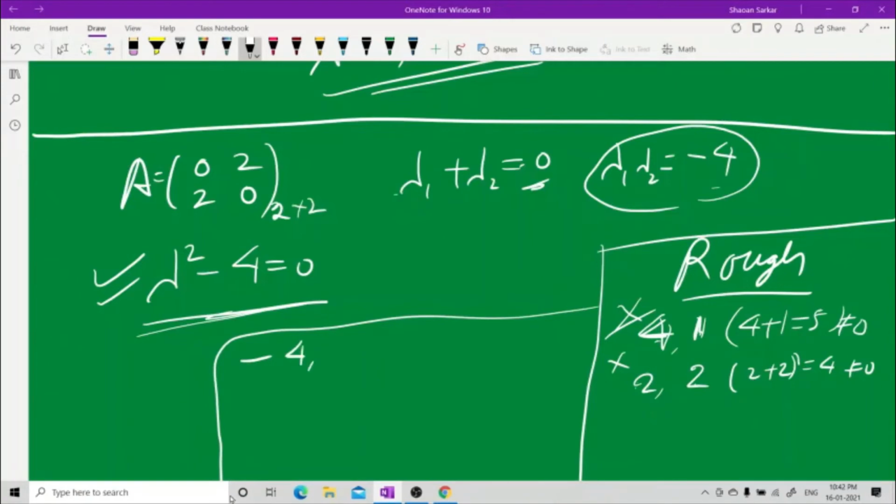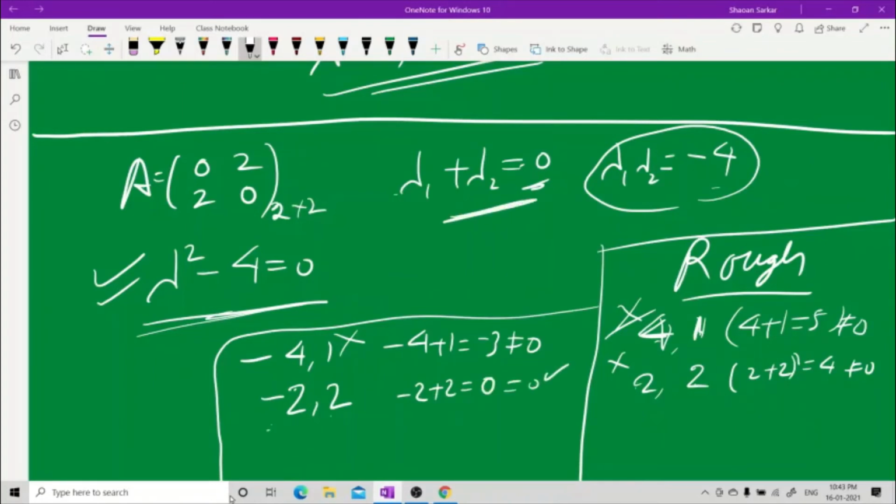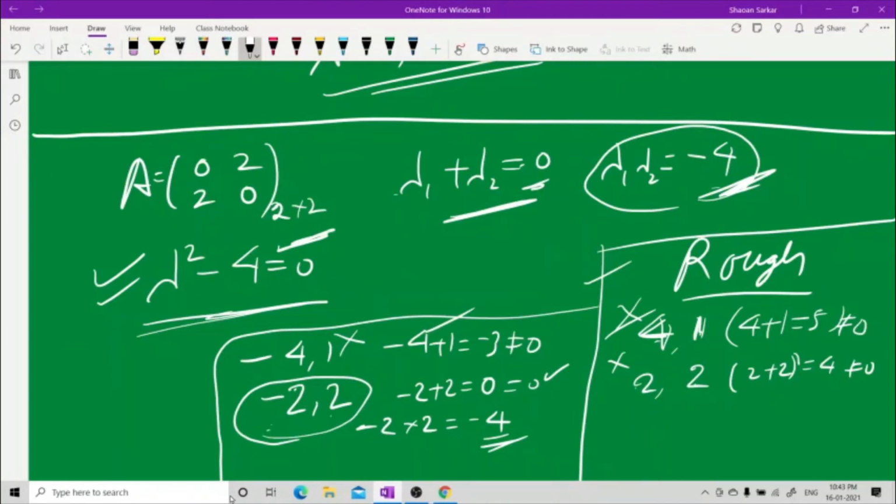Now I take minus 4 and 1. The sum, minus 4 plus 1, is minus 3, which is not equal to 0. So this option is also neglected. Now see, if I take 2 and minus 2 and add them up, I am getting 0, which is equal to 0 in this equation. Now, if I multiply minus 2 into 2, I get minus 4, which is the same as here. So, therefore, the two roots are this. I'll do all these things in rough, and this will be in fair. I have this characteristic equation, and I'll come down straight with 2 and minus 2. Instead of showing all that calculation, I can do this trick also.